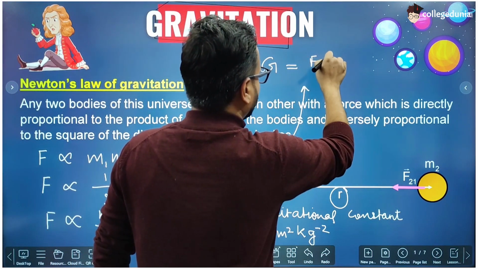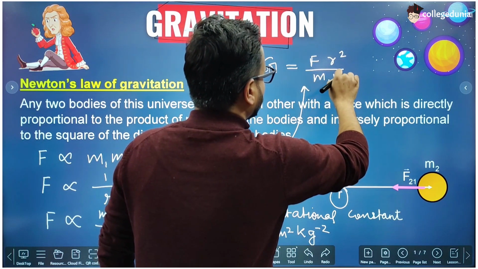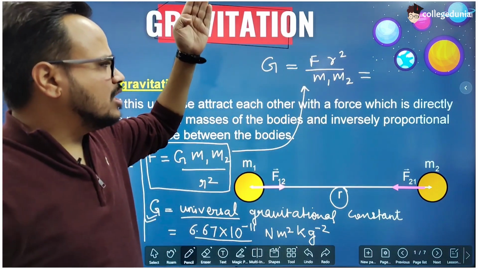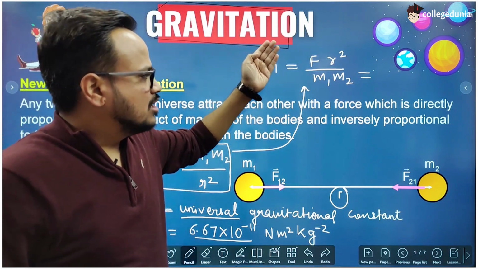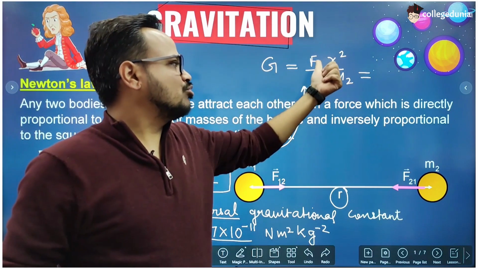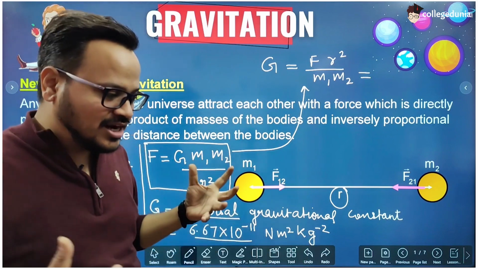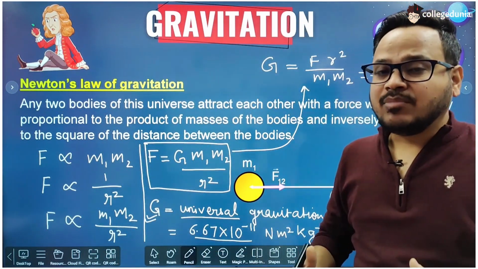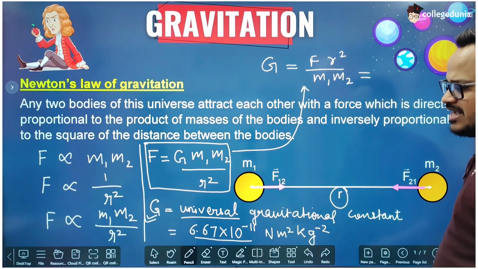If you have the formula, it is G equals F r square by m1 m2. And you know the units of all the other quantities present in this formula. You know the unit of force, which is Newton. You know the unit of r, which is meter, and everyone knows the unit of mass, which is kg. So what is the unit of G? Newton meter square per kg square. So you don't need to remember many things. Just try to learn things. Do not try to blindly remember or mug up things. So the unit is Newton meter square per kg square.